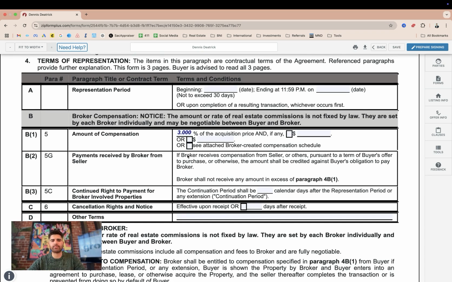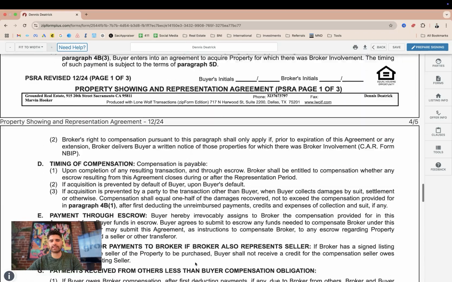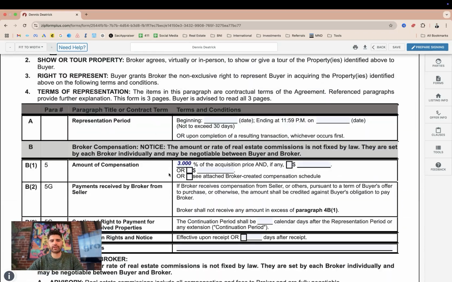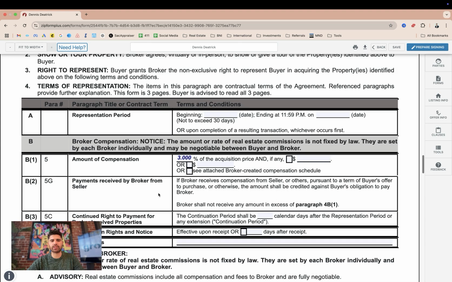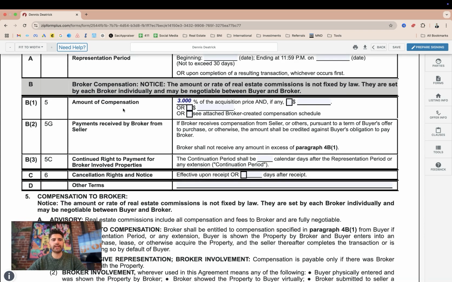This portion of the document pulls from these paragraphs and basically says what the representation period is, compensation. So first is the representation period. So this would be from today's date until, maximum 30 days, probably 2 weeks, depending on when we have the showing scheduled. And then amount of compensation is 3%.